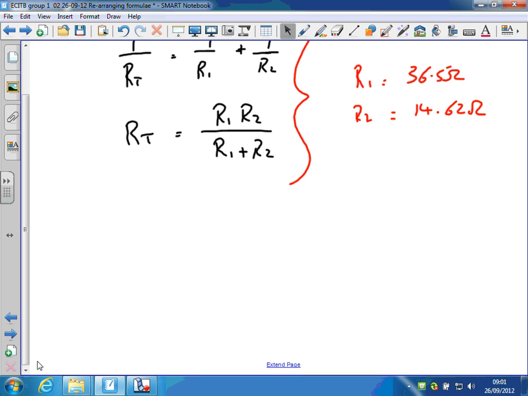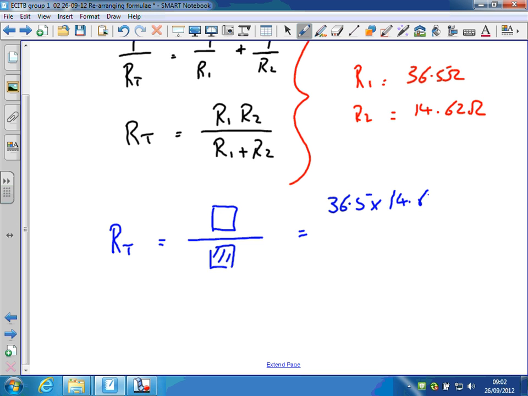So if you've not got these calculators, the buttons that I'm going to talk about now are not going to correspond to your calculator. You maybe got equivalent ones, I don't know. Let's look at this one first, because that's the easiest one to do. Hit the fraction button on your calculator. It looks like that. And then you can put 36.5 times 14.62 on the top and 36.5 plus 14.62 on the bottom, and then you directly get the total resistance.